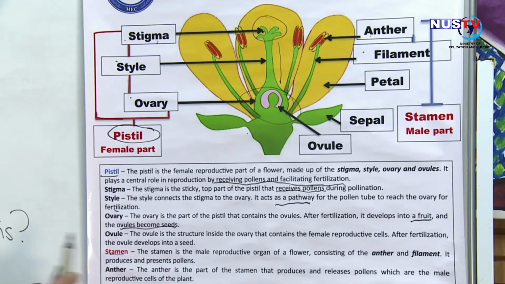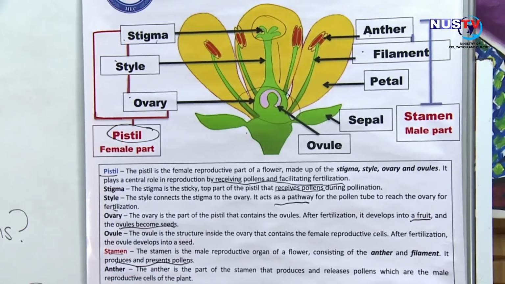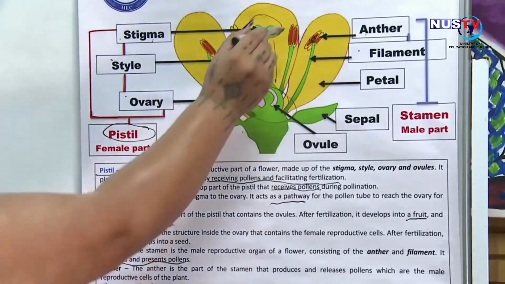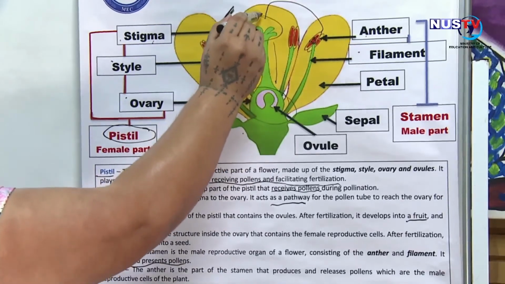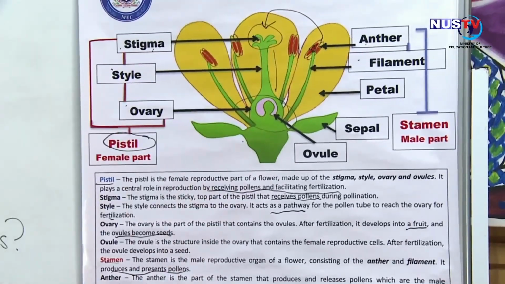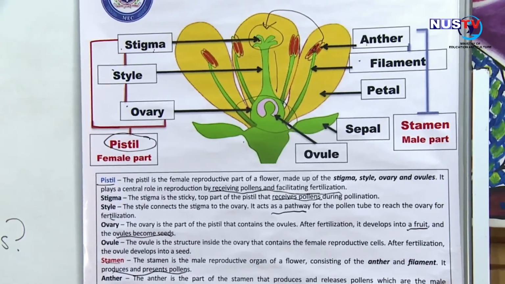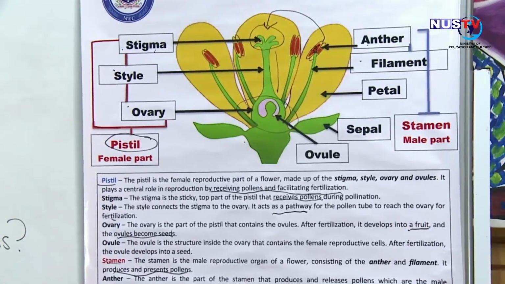The stamen, which is the male part of a flower, consists of an anther and a filament. It produces and presents pollen. So during pollination, this is where the pollen is on top of the anther, and it is transferred to the stigma. And that's how pollination occurs. So it is a transfer of pollen from the anther to the stigma.